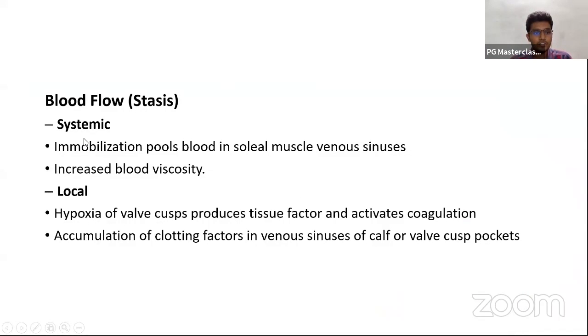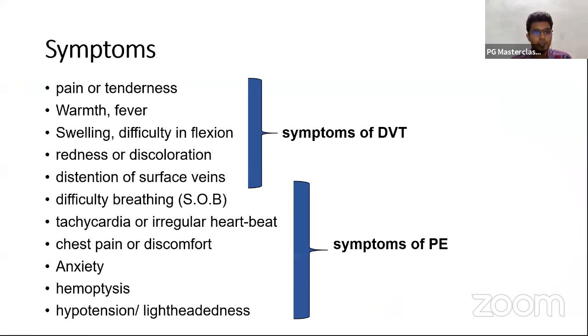Stasis of the blood flow in systemic circulation, immobilization, pooling of blood in soleal muscle venous sinuses causes increased blood viscosity. In local blood flow stasis, hypoxia of the valve cusps, which are present in the deep veins of the lower limb, causes increased tissue factor and activates coagulation. There is accumulation of clotting factors in the venous sinuses of the calf or valve cusp pockets.